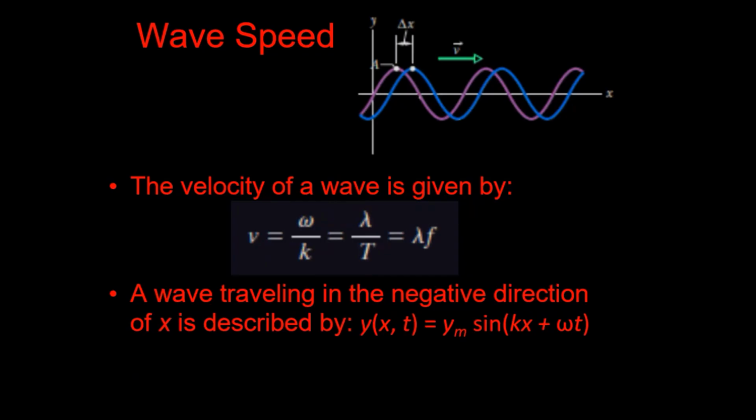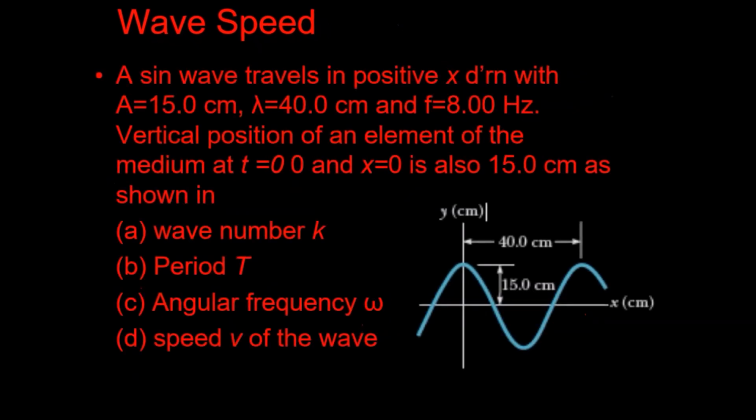So let's take a look at a problem here. Here we have a standard sine wave. It's traveling in the positive x direction with an amplitude of 15 centimeters. It has a wavelength of 40 centimeters and a frequency of 8 Hertz. The vertical position of an element of the medium at t equals 0 and x equals 0 is also 15 centimeters. So we know what the vertical position is at t equals 0, and that we should see from this diagram. Here's our 15 centimeter point, so we know at what amplitude our wave is starting its travel.